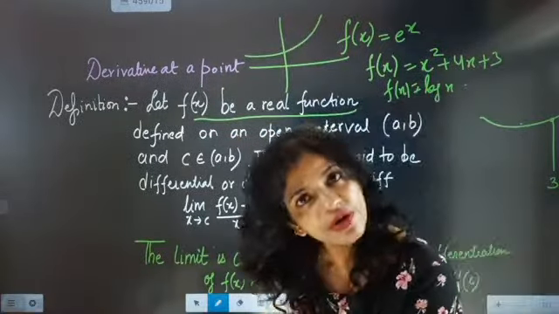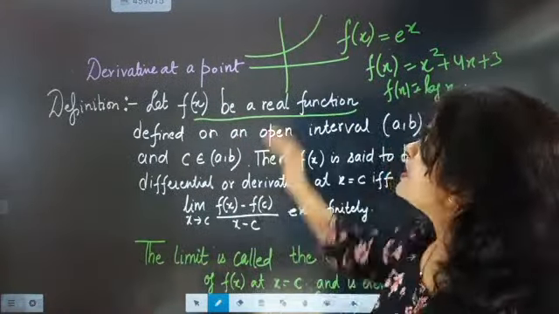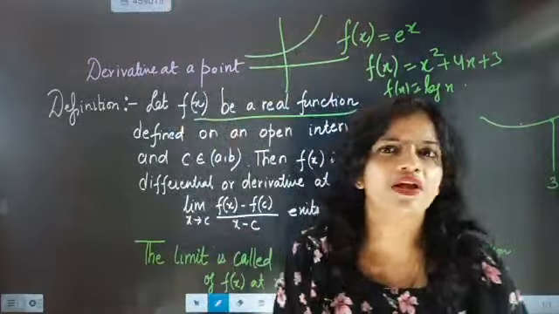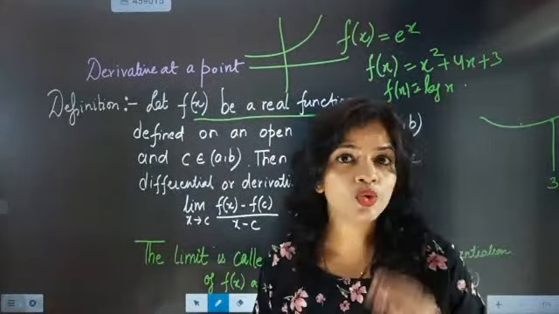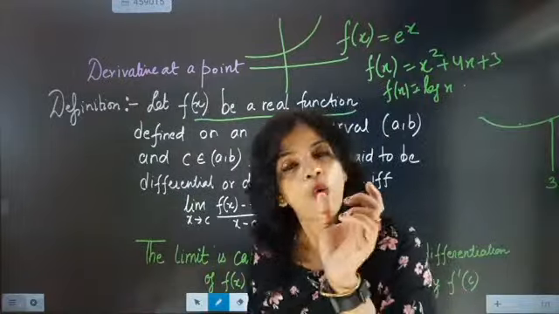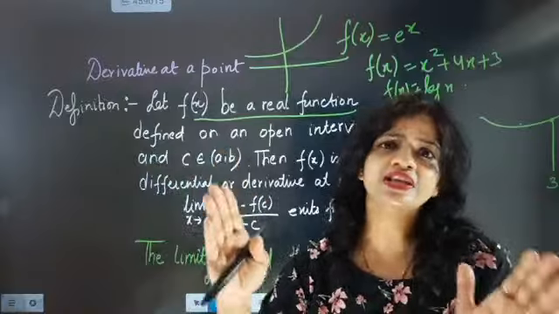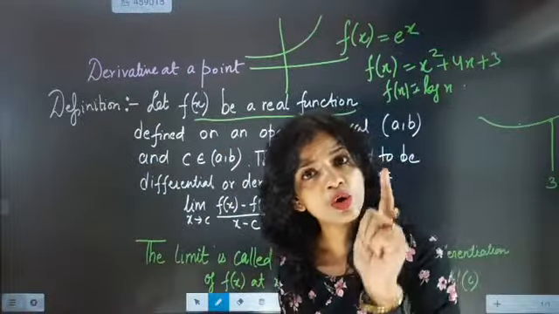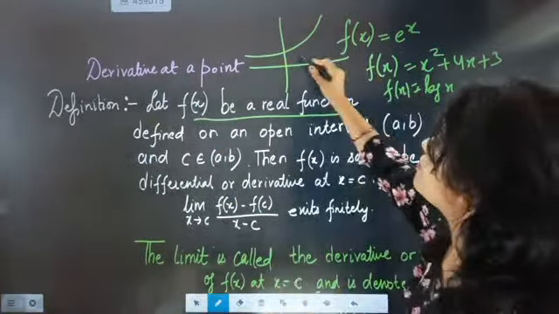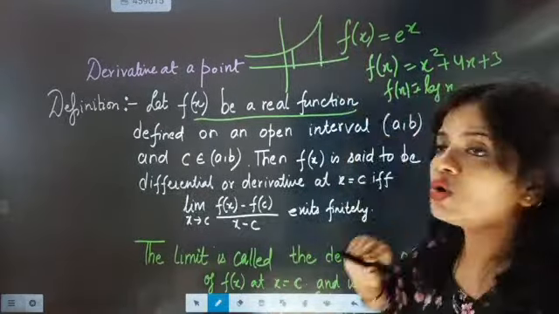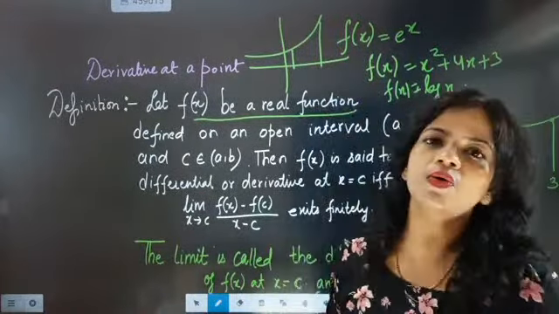That means whatever real valued functions there are, they are defined on the open interval. What does open interval mean, and what does closed interval mean? Open interval means there is no specific restriction on selection. But when we have a closed interval, a lower boundary will be there and an upper boundary will be there.